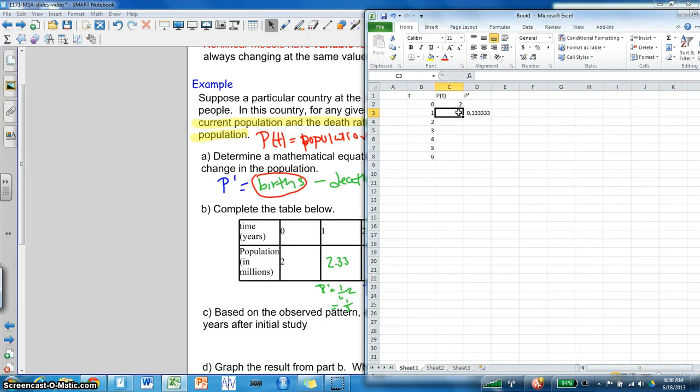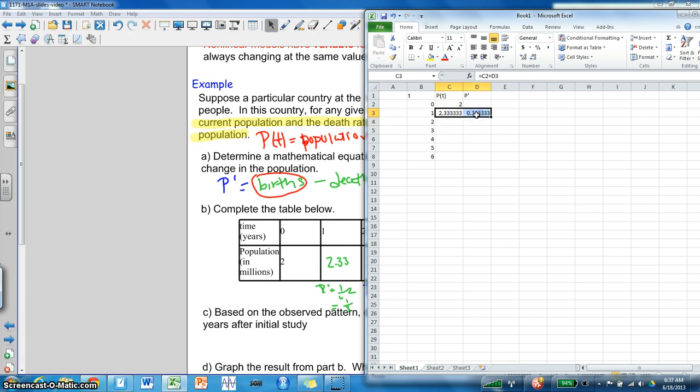Now to determine P of T, what did I do? I took my previous value, and then I added to that whatever the rate of change was. And so I'm using cell referencing here because my goal is I want Excel or any other computer software to do this for me. So I hit enter, I get out the 2.33.